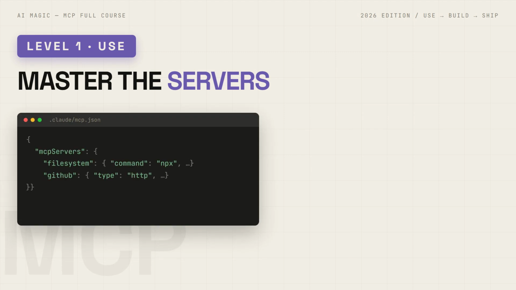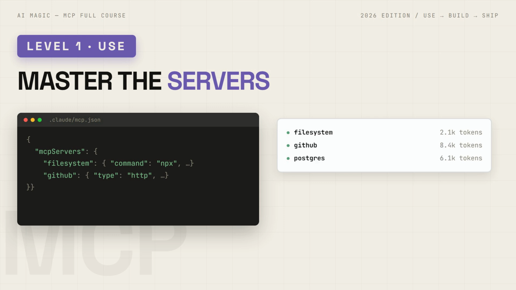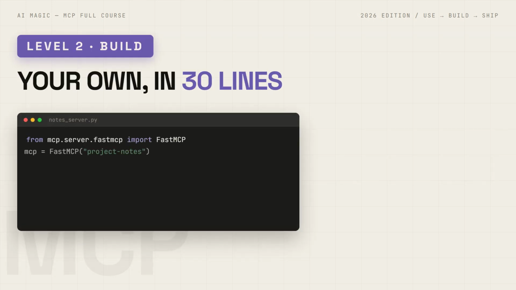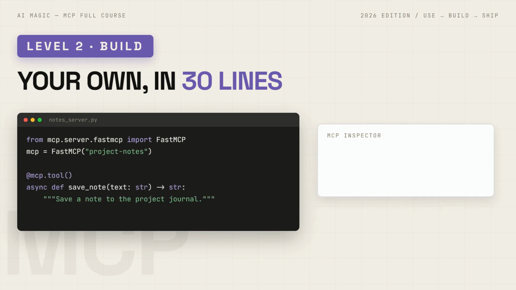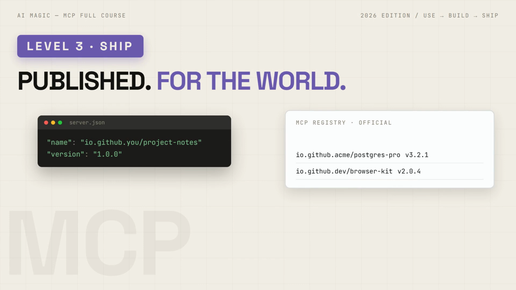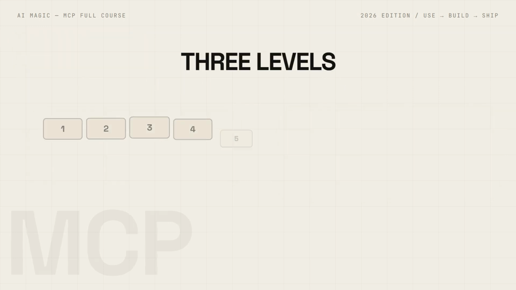First, you'll master using servers: connecting, authenticating, running a pro setup. Then we build your own working server in 30 lines of Python, tested, extended, and taken remote. And at the end, we ship it, secured, and published to the official MCP Registry, live for the whole world to install. 3 levels: use, build, ship.